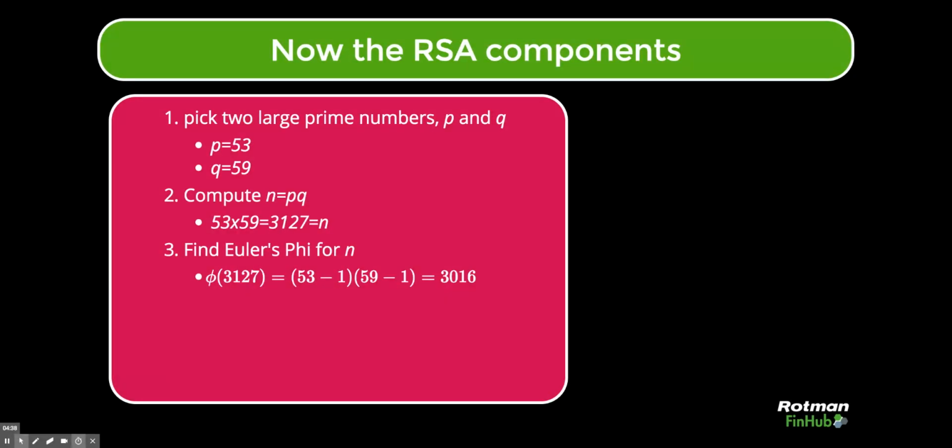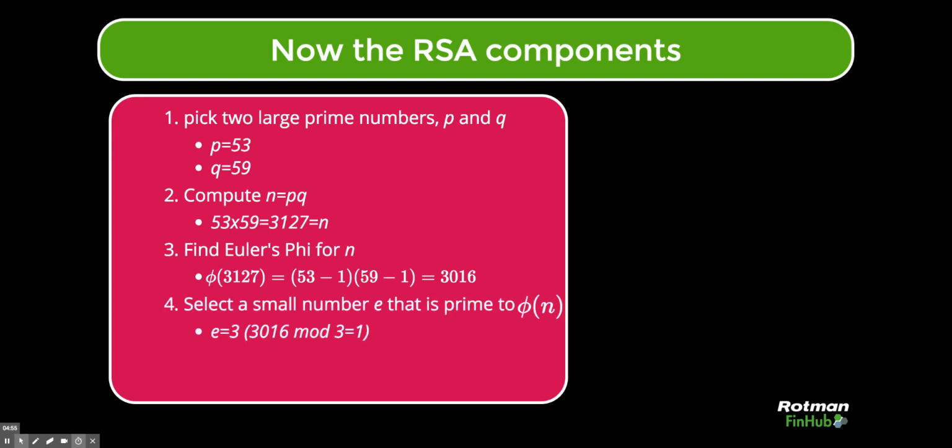For 3,127, you compute the phi number. Now that's easy because this n was the product of two prime numbers, so it is just the product of the two phi functions, which is the number itself minus 1. So in this case, that's 3,016. This is an important number, this n, keep this in mind.